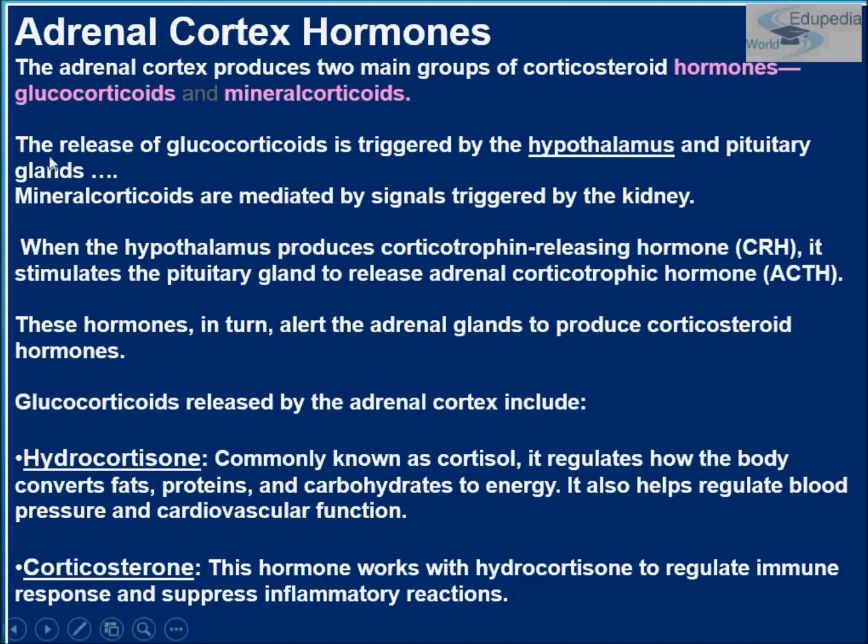The release of the glucocorticoids is triggered by the hypothalamus and pituitary glands. That means the hypothalamus and pituitary gland are the glands that regulate the release of glucocorticoid hormone of the adrenal cortex. Okay. Now what about mineralocorticoid, which is another hormone of the adrenal cortex? Mineralocorticoids are mediated by signals triggered by the kidney. Okay.